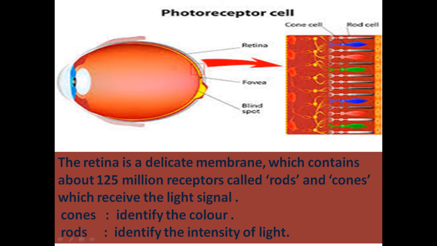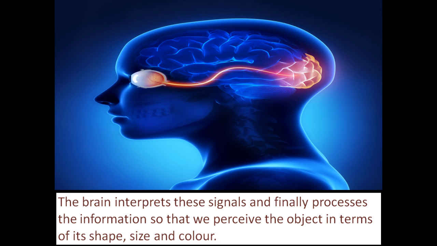Then afterwards we have the optic nerve. What does it do? We'll see here. The optic nerve takes signals to the brain. The brain interprets the signals and finally processes the information so that we perceive the objects in terms of shape, size and color.